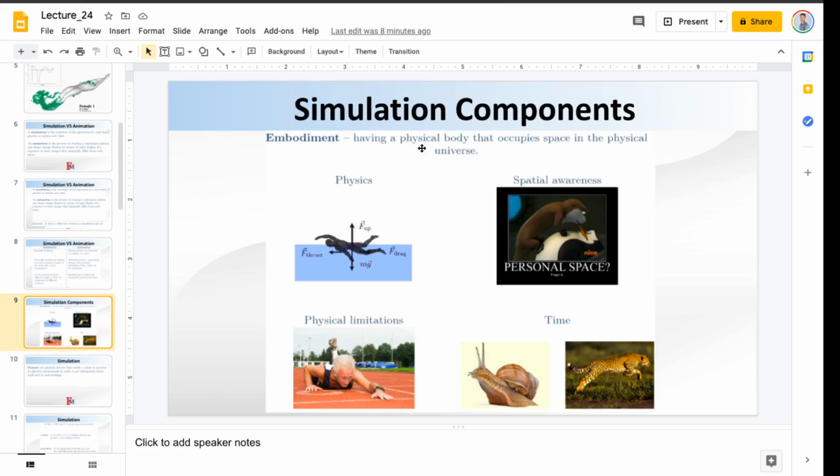Embodiment, having a physical body that occupies space in the physical universe, right? So in physics, there will be the embodiment, physical limitations, time, right? So they'll be related to the embodiment and personal space.